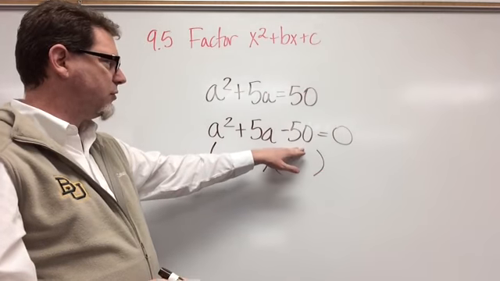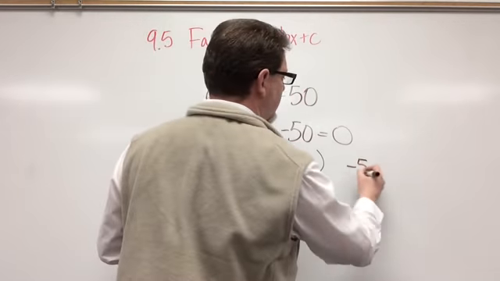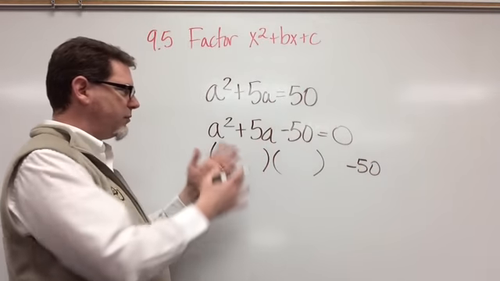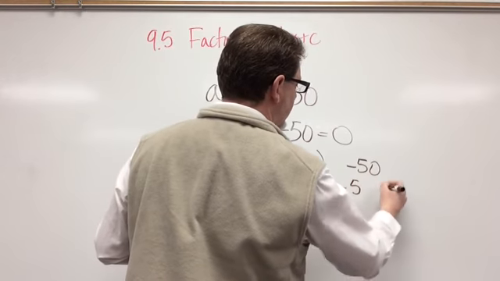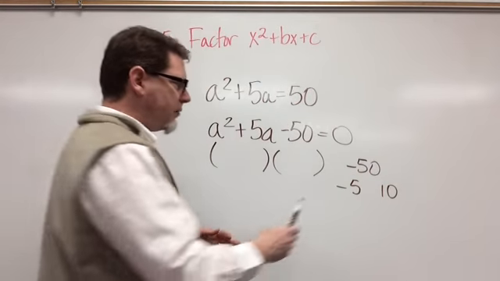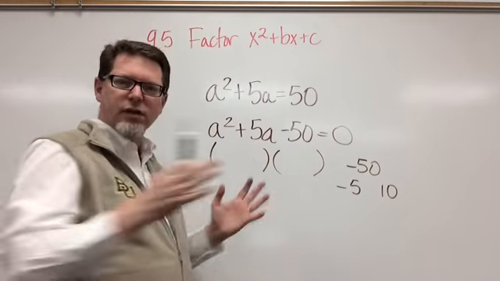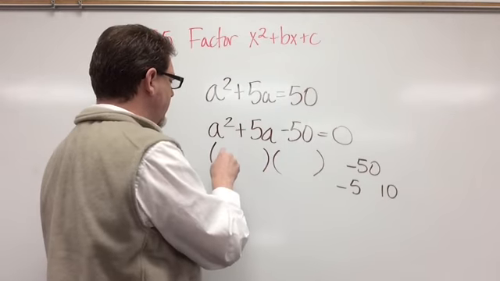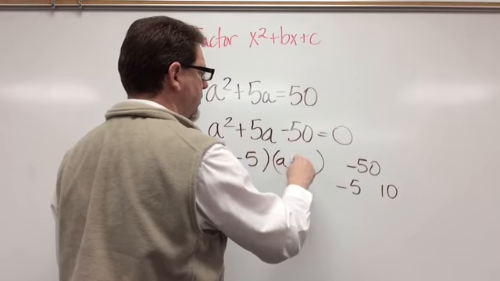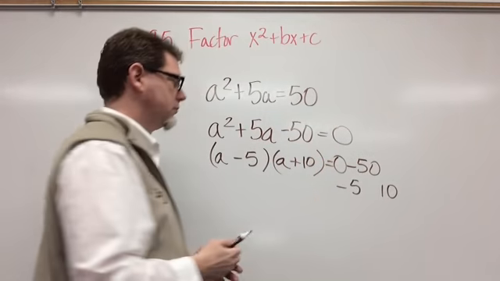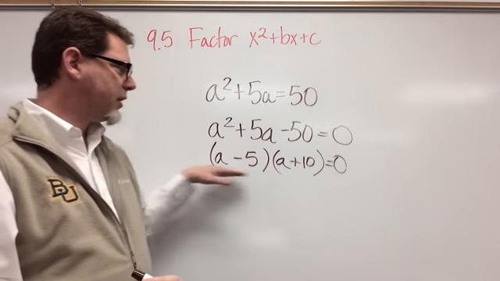So again, I have to come up with the two factors of negative 50 that add up to positive 5. So for negative 50, I could do 1 and 50 and negative 1, but it doesn't work. So let's look at maybe 5 and 10. How about negative 5 and positive 10? Negative 5 times positive 10 is negative 50, and negative 5 plus 10 is positive 5, so there are my factors. So I have a times a is a squared, and then minus 5 and plus 10 equals 0. So there are my two binomial factors.